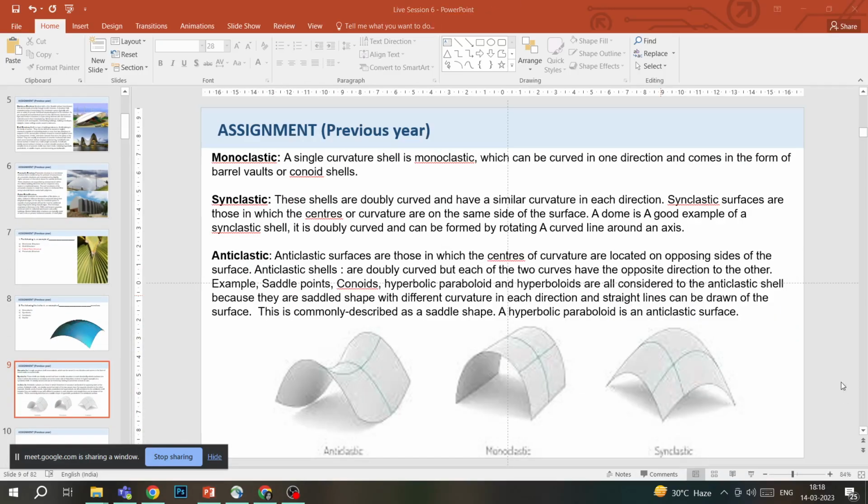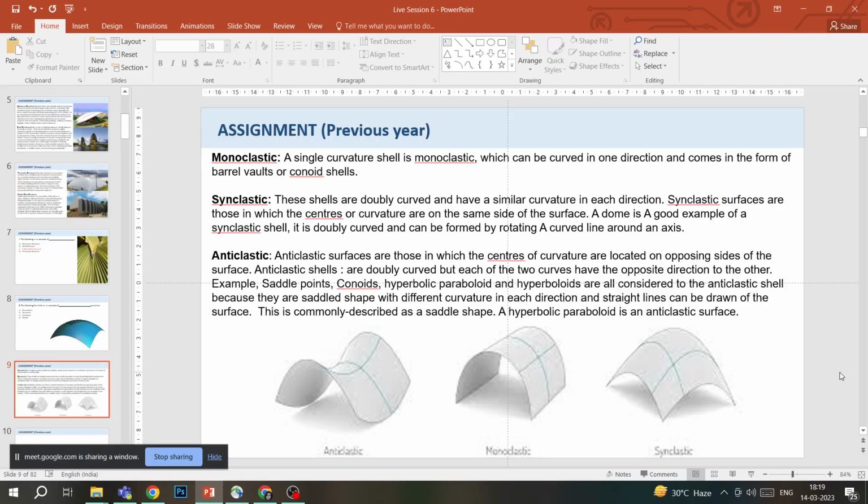Monoclastic, a single curvature shell is monoclastic. So basically monoclastic, synclastic and anticlastic are types of curvatures and they're defined by how one curve is acting around either an axis or around a curve. So in monoclastic, a single curvature is there. There's just one curvature, not two curves, and it is curved in one direction and it comes in the form of barrel vaults or conoid shells.